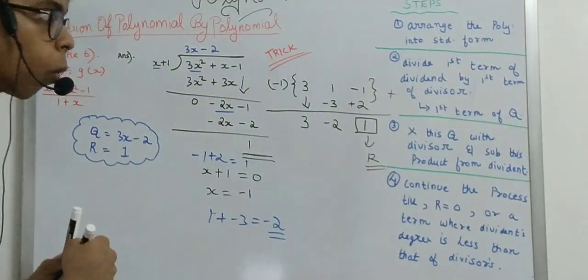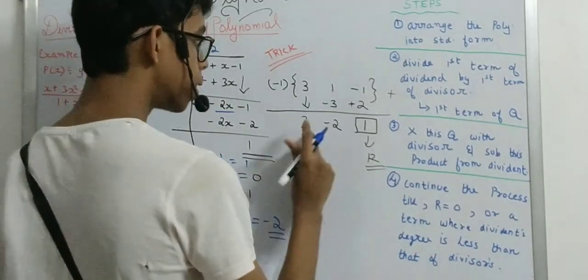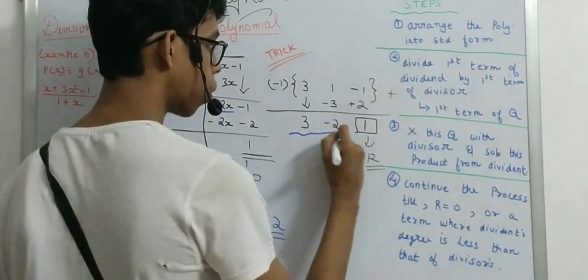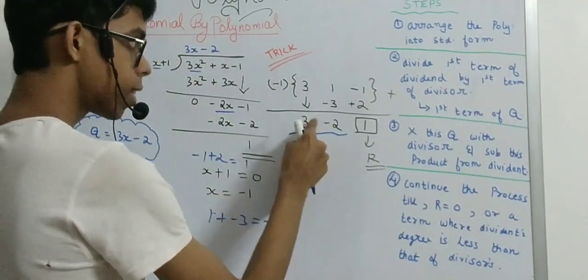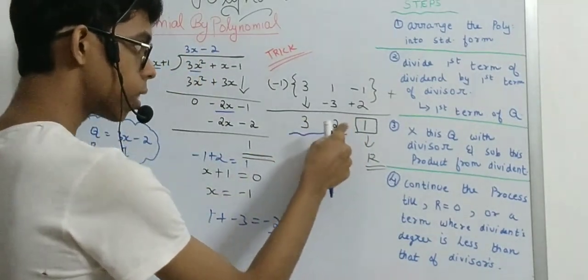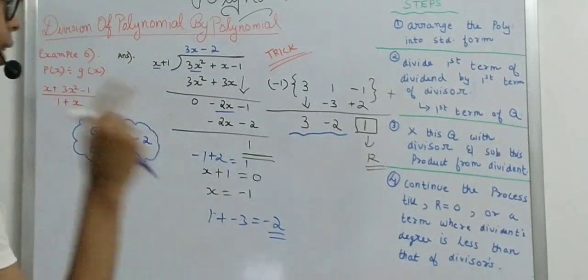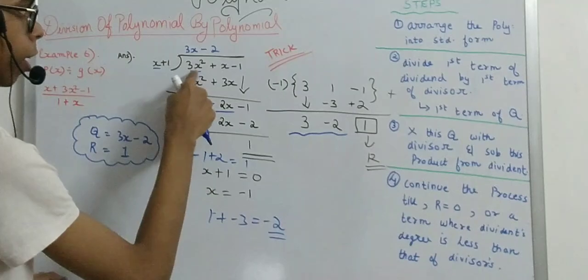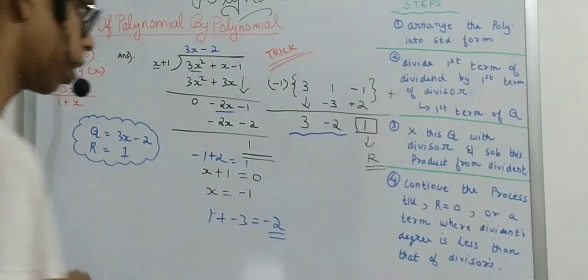Now what about the quotient? For finding the quotient, just take this 3 and minus 2. Just see this 3 and minus 2. This will be the constant term and this will be the x term. One thing that you should remember is, if you are dividing with a quadratic polynomial, the quotient will be a linear polynomial.